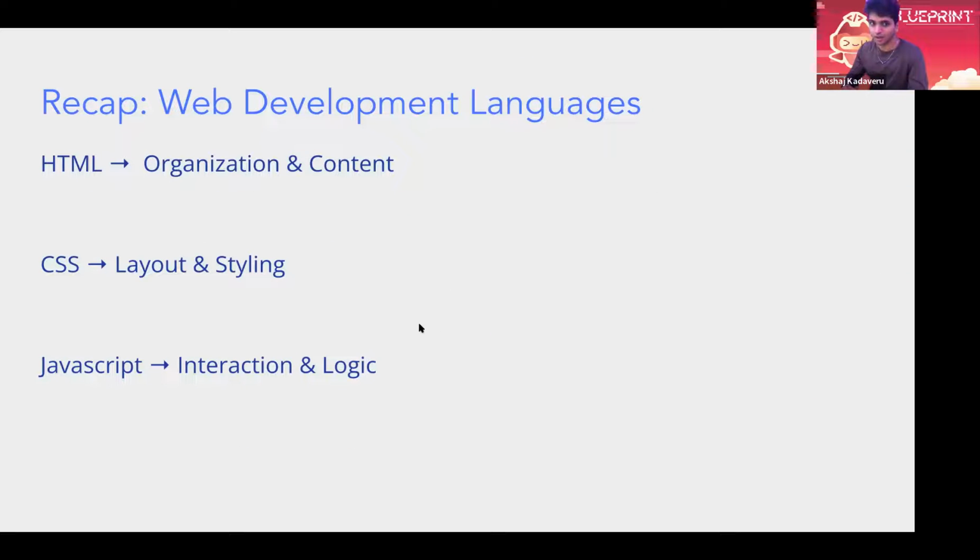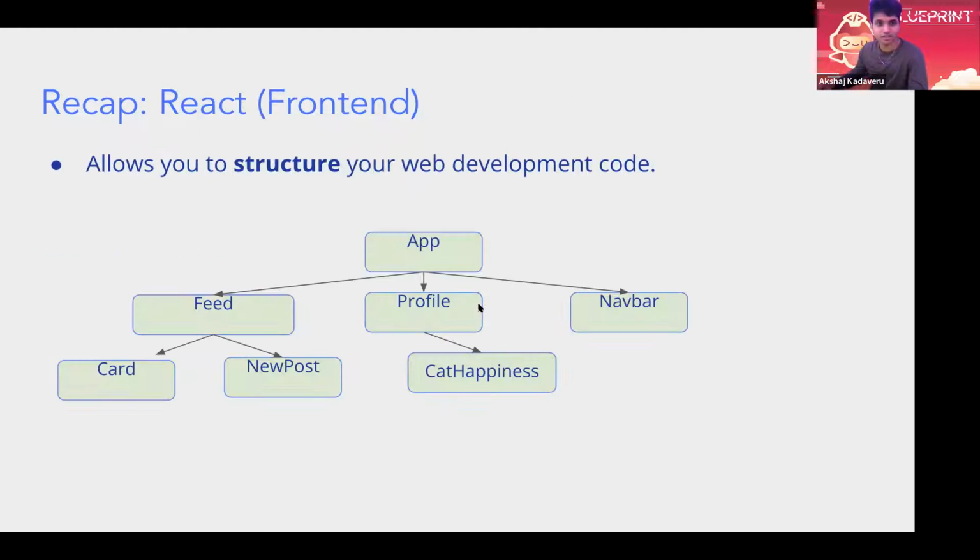So the recap, we have HTML. It's the organization, the content, the bare bones of web development. It's your H1s, your P tags, your divs. And then you can style them using class names, CSS. And then JavaScript is all the logic. And then React lets you structure your website by dividing it into components and coding up each of them individually. And that's front end. Now we're going to talk about some new stuff.